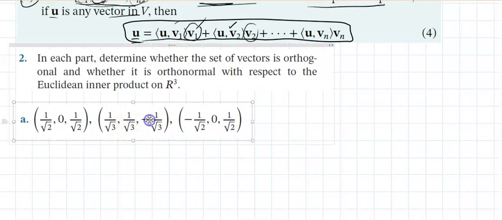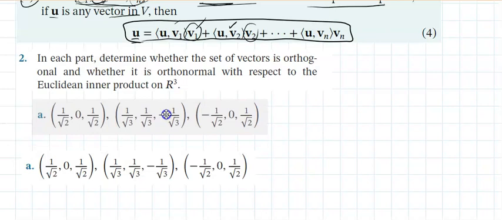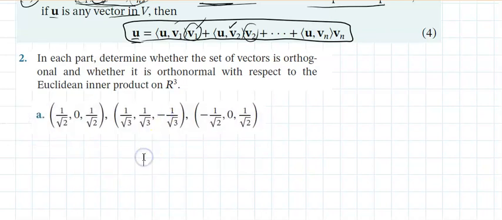Here's a set of vectors. This is like V sub 1, V sub 2, V sub 3. In each part, determine whether the set of vectors is orthogonal and whether it is orthonormal with respect to the Euclidean inner product of R3.